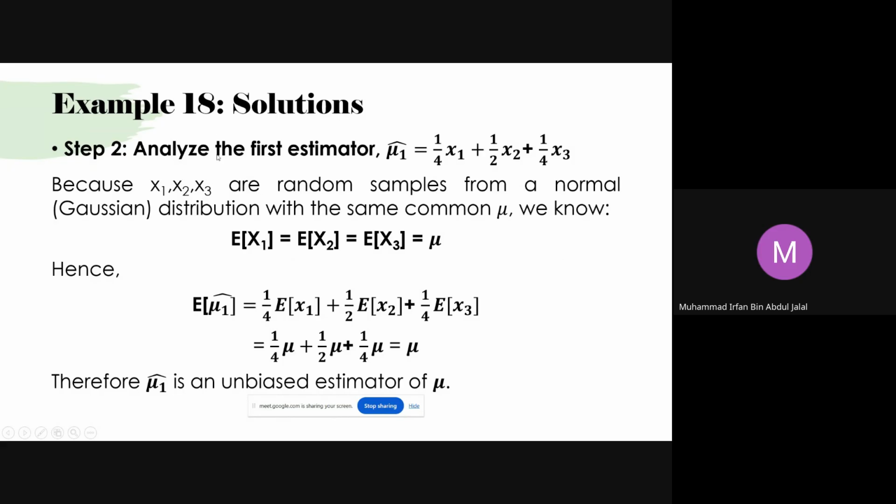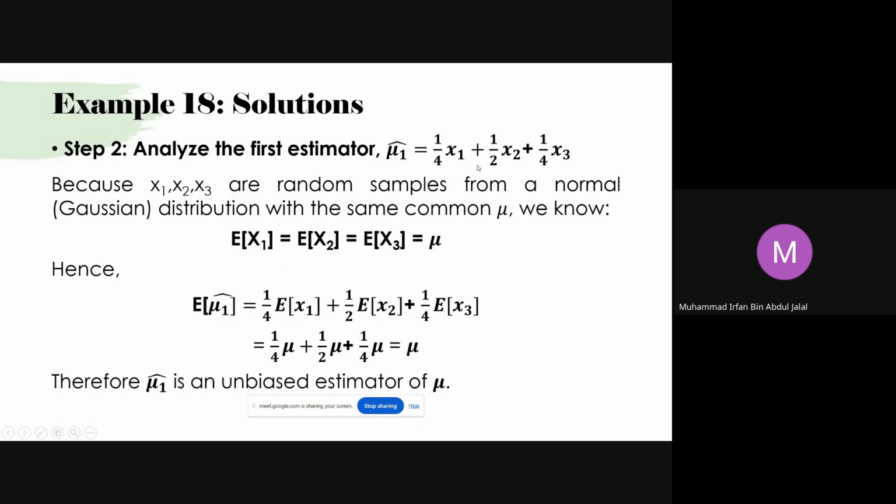So in the second step, selalunya saya akan buat macam ni. Kita analyze the first estimator first, okay? So again kena recall balik the first estimator is this one, 1/4 x1 plus 1/2 x2 dan plus 1/4 x3. Disebabkan apa semua, these three samples are random variables or a random sample from a normal, ataupun another word for normal is called Gaussian distribution, dengan satu parameter yang sama untuk population average dia, which is mu.